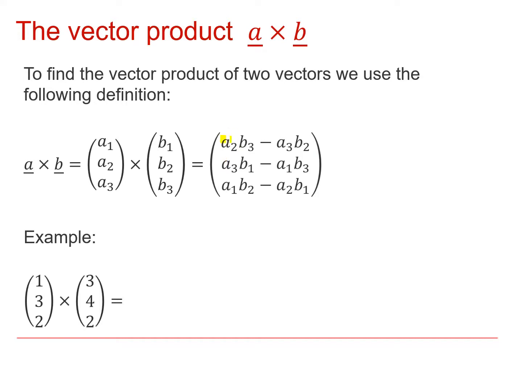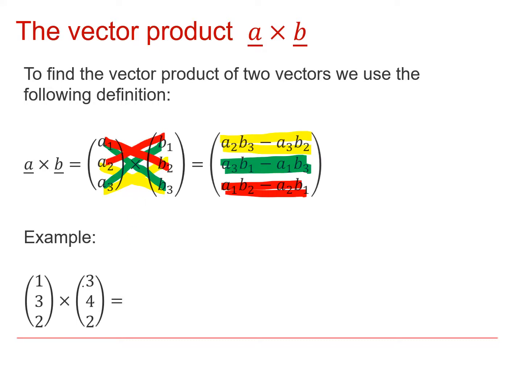For the X component, it's formed from doing A2 times B3 minus A3 times B2. For the Y component, we've done A3 times B1 minus A1 times B3, and for the Z component, we've done A1 B2 minus A2 B1.